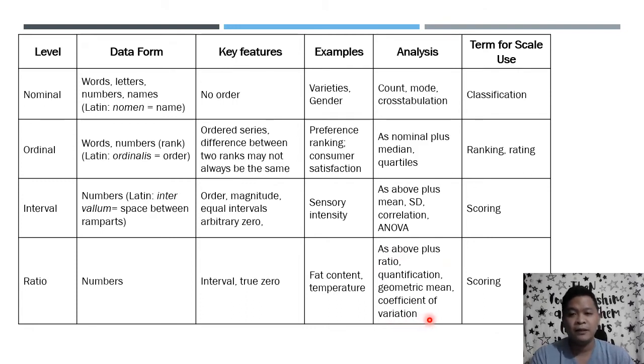In terms of scale use, this is typically how we use the scales. For interval and ratio, those are scoring tests. Ranking and rating tests belong to the ordinal classification, while nominal data are usually just used to classify.